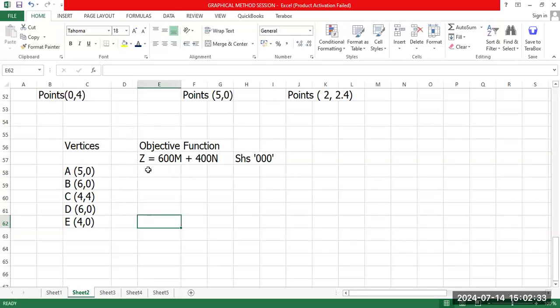All right. So we substitute where we have M, we put 5. Where we have N, we put 0. So let's substitute. This is on your calculator. I can start with my bracket to get 600, then multiply by 5, add 400, then times 0. What do you get?